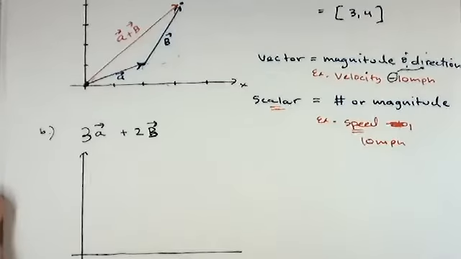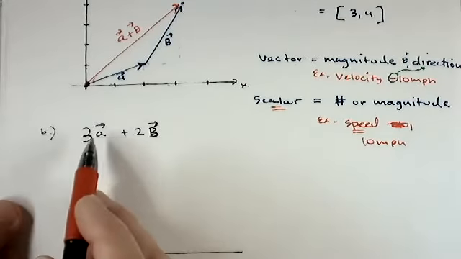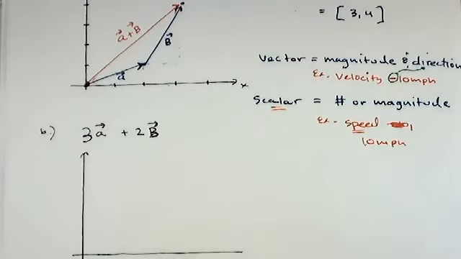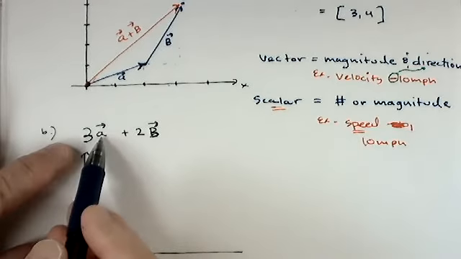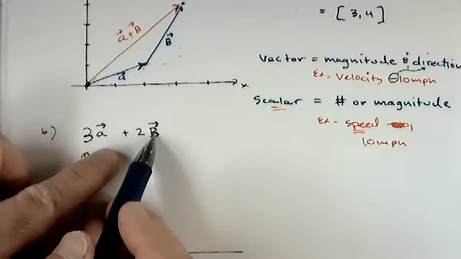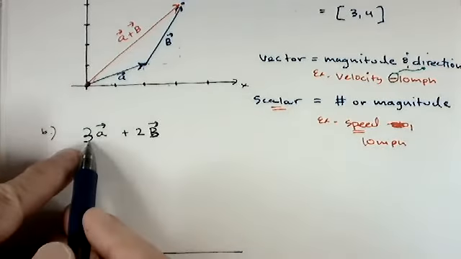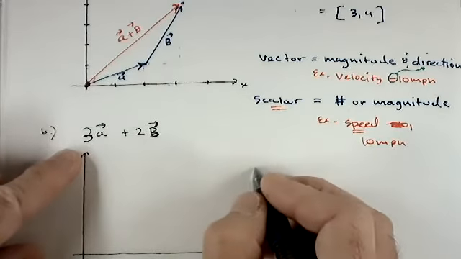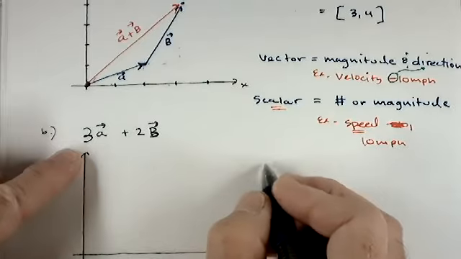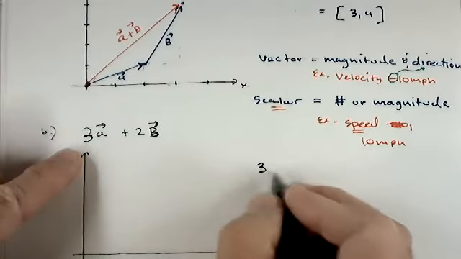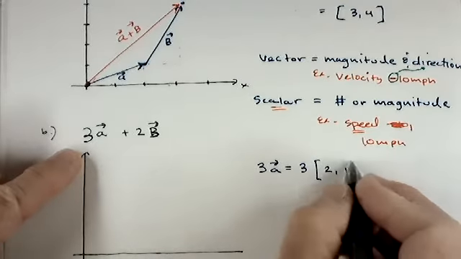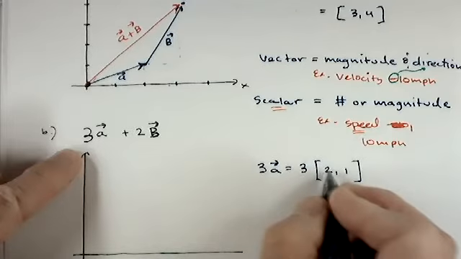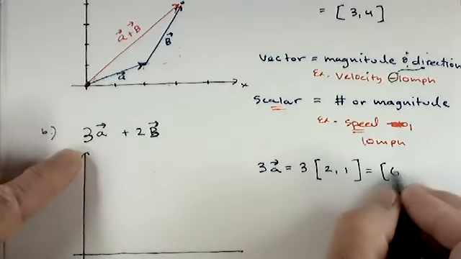And so what about the vector if I wanted to do 3a plus 2 times b? You could describe this as a scalar times a vector plus another scalar times a vector, right? When you think of scalar, you can think of a number or a constant. Again, numerically, this is really, really easy. 3 times vector a would be 3 times the vector 2, 1. And when you multiply a vector by just a constant, you can literally just distribute the constant. That's going to give you 6, 3.